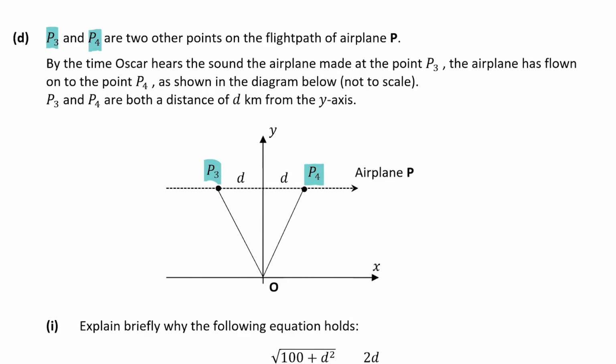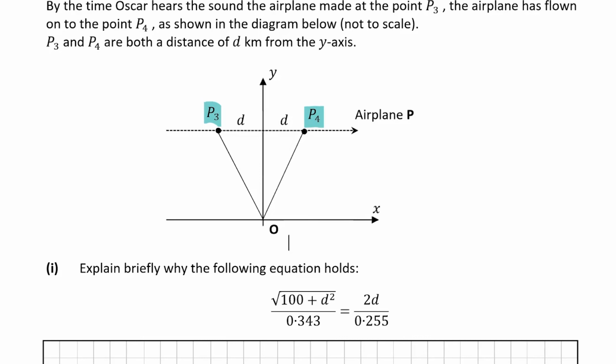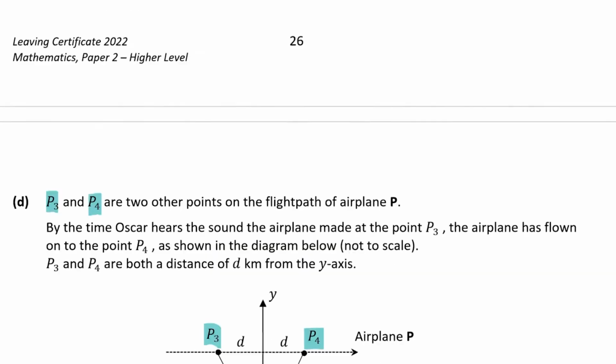P3 and P4 are both a distance of d kilometers from the y-axis. And we're asked to show why the following equation holds. And it's this equation here. The root of 100 plus d squared all over 0.343 is equal to 2d over 0.255. So let's see what we're told. We're told that by the time Oscar hears the sound the airplane made at point P3. Now, you'll remember that we're told the speed of sound through air earlier up in the question.